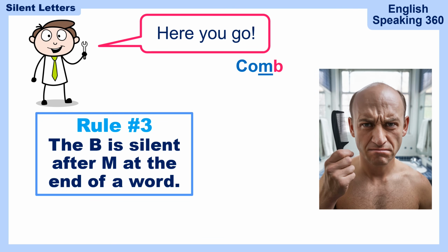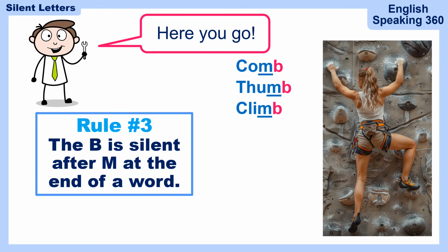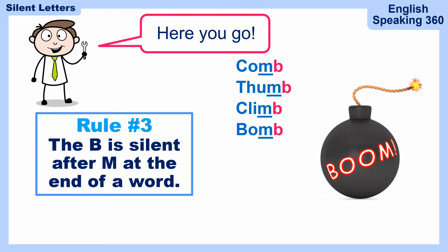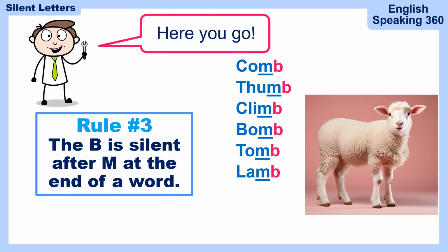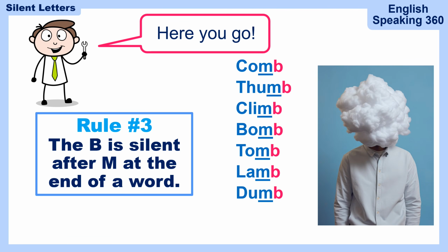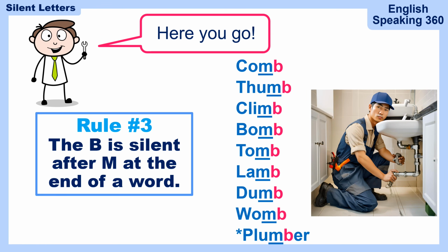For example, we don't say comb-b. We say comb. Thumb. Climb. Bomb. Watch out with this one. Many students say bomb-b. Bomb. Tomb. Not tomb-b. Tomb. Lamb. Dumb. Womb. And plumber. Plumber is an exception because the M and B are not at the end of the word.